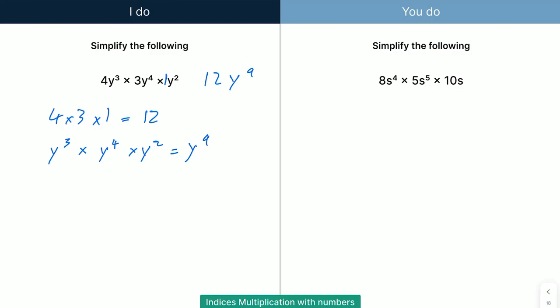And again, looking at this one here, so we have 8 times 5 times 4. So we look at the numbers first. 8 times 5 is 40. 40 times 10 is 400. And then we have s to the power of 4 times s to the power of 5 times s. So that will become s to the power of 10. So the answer here is 400s to the power of 10.